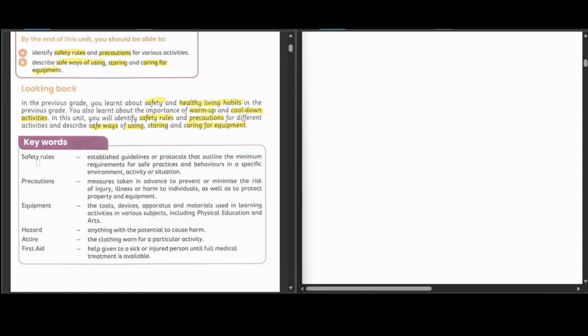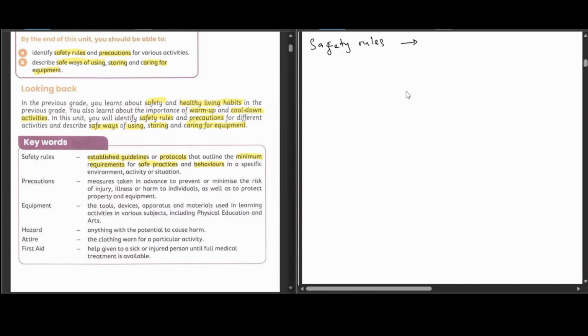So our first keyword is safety rules. So what are safety rules? Safety rules are established guidelines or protocols that outline the minimum requirements for safe practices and behaviors in a specific environment, activity, or situation. So let us simplify this definition of safety rules.